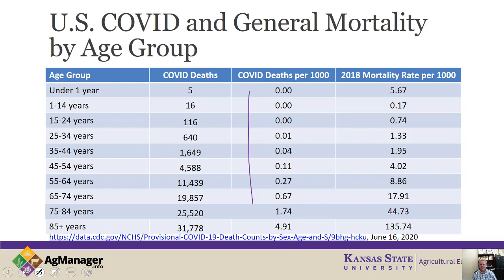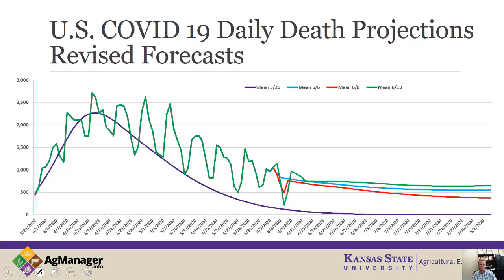There may be some seasonality that certainly is unknown at this point in time, whether or not that will occur. This looks at the original model, the model for 3/29, looking at the mean deaths per day. And then I've updated this for the release on the 6th, the release on the 8th, and the release on the 13th.